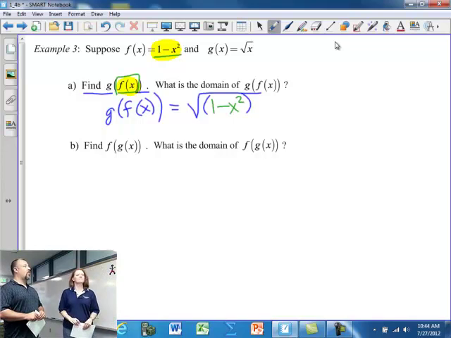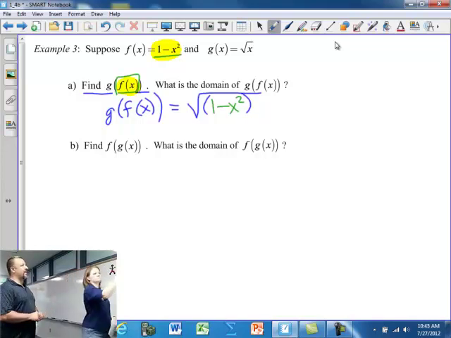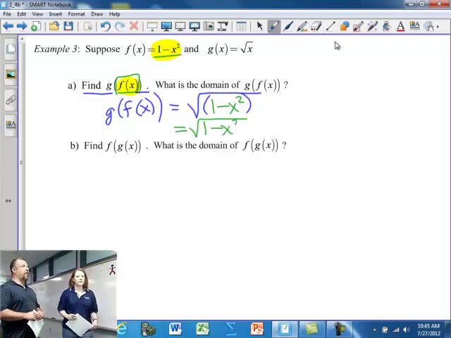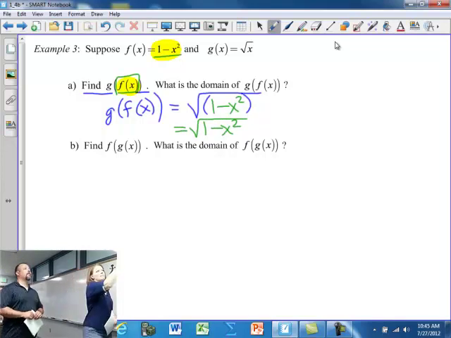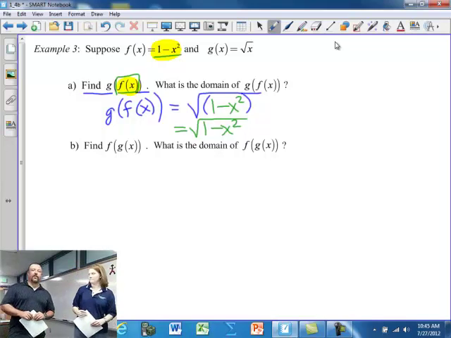Now, should we do any simplifying to that, or are we good? Well, the parentheses doesn't really matter in this problem, so we could just write it as the square root of 1 minus x squared. But we really can't simplify that because it's 1 minus x squared, and you can't simplify them separately. A square root and a square don't do anything when there's a big fat minus in the way. Okay, what about the domain?